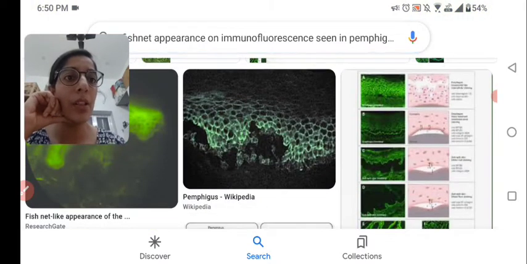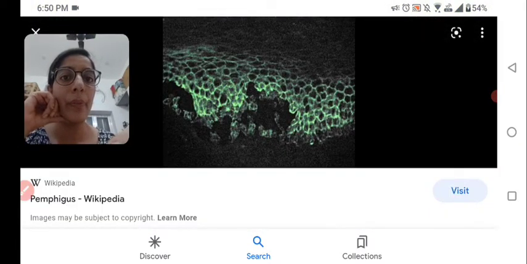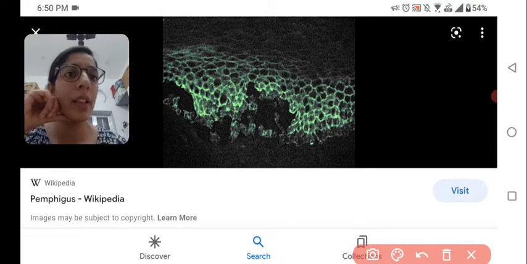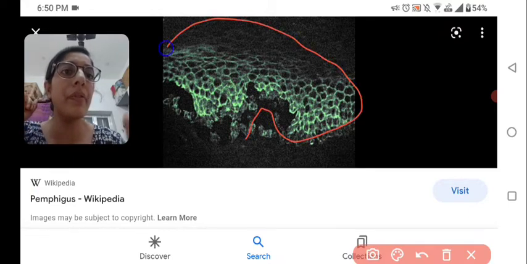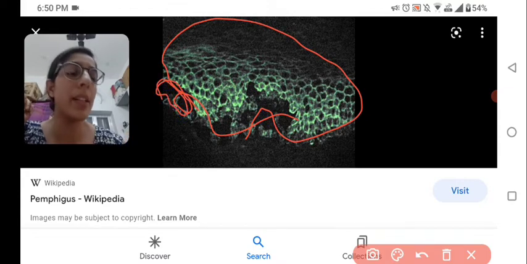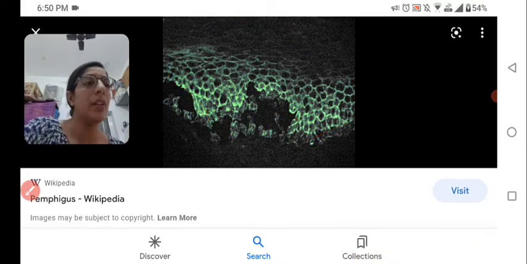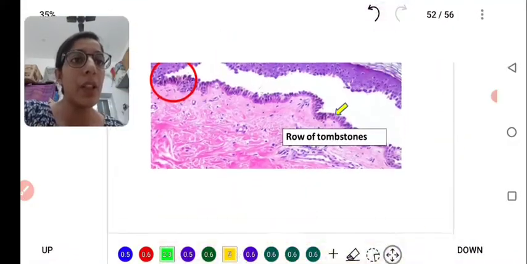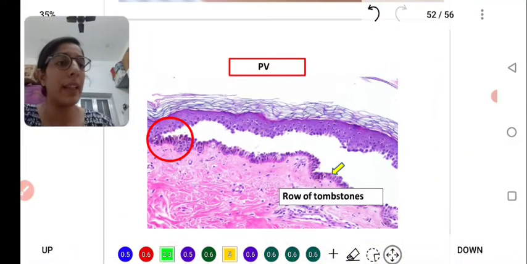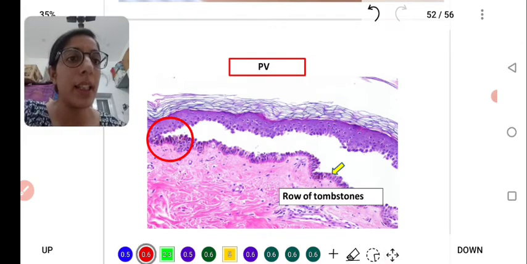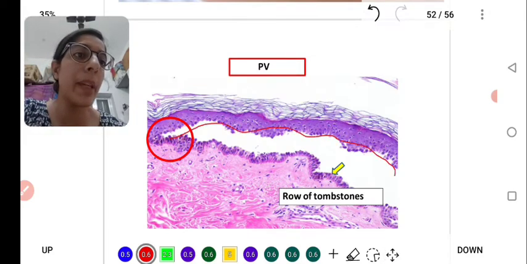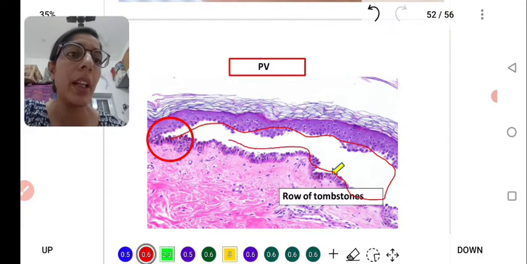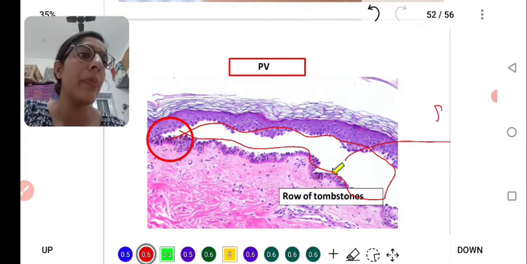Look at this image. Okay, you can see this giving an appearance of the fishnet. Here you can see there are vesicles or bulla present. Let's again move towards the image. Yes, histopathology of pemphigus vulgaris. Here you can see there is a large space created between stratum basal and stratum spinosum.